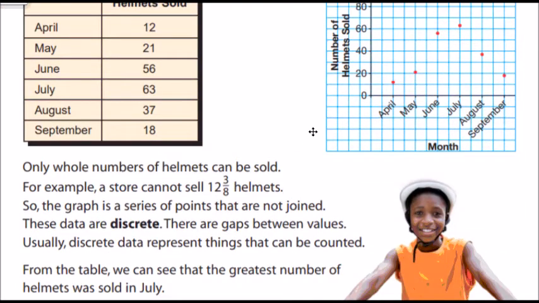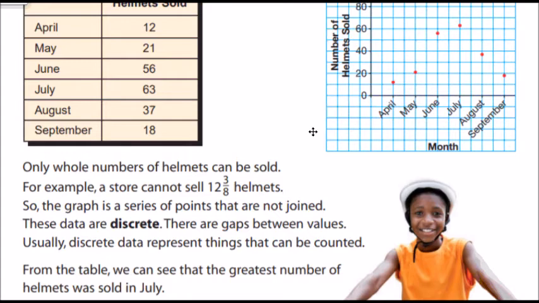There are only whole numbers of helmets that can be sold. For example, a store cannot sell 12 3/8 of a helmet. So the graph is a series of points that are not joined. I can't connect these dots because when I connect them, it implies that I can have 3/8, but I like to think of it as half. Can I buy half a helmet? Well, no, I can't. So I'm not going to connect these dots.